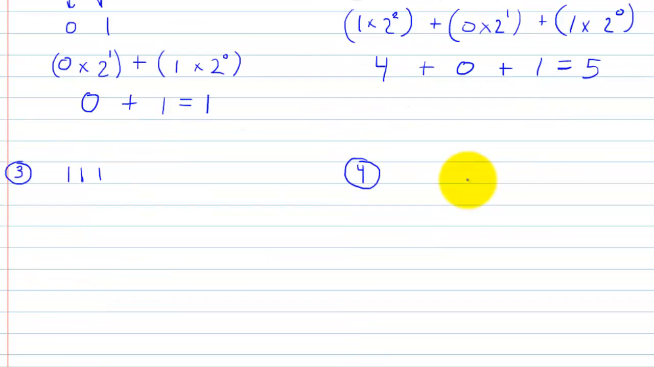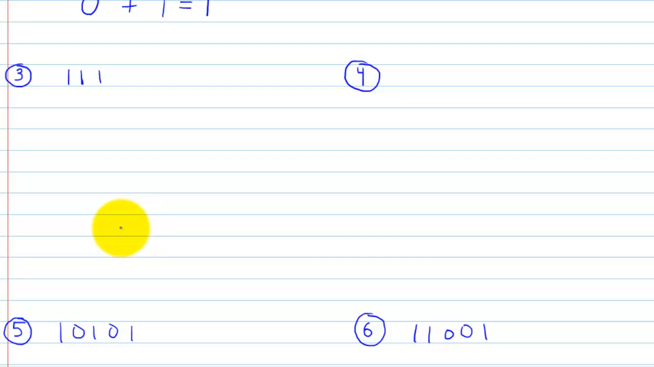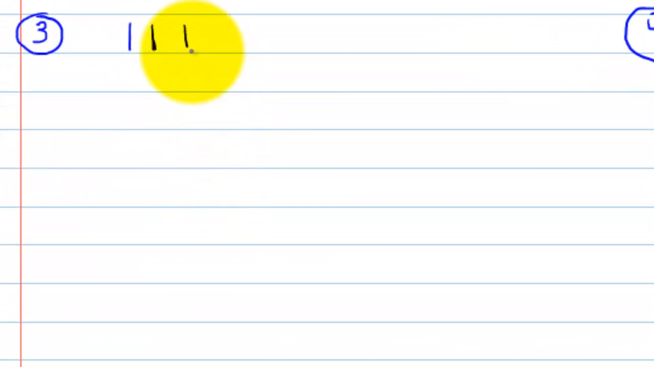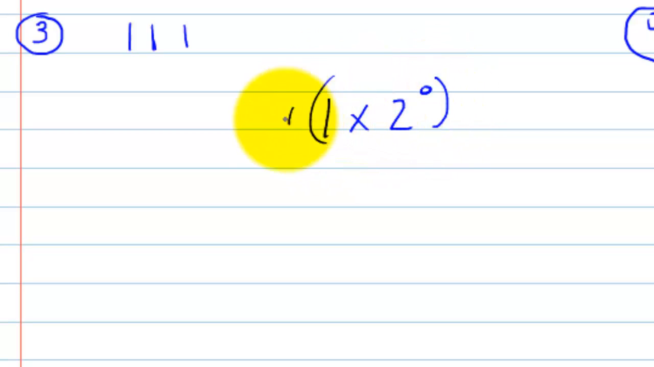Let's go ahead and do another one. This is going to be the same as saying this first one is 1 times 2 to the 0 power, plus this next one, which is 1 times 2 to the first power. Oh gosh, I'm running out of space.